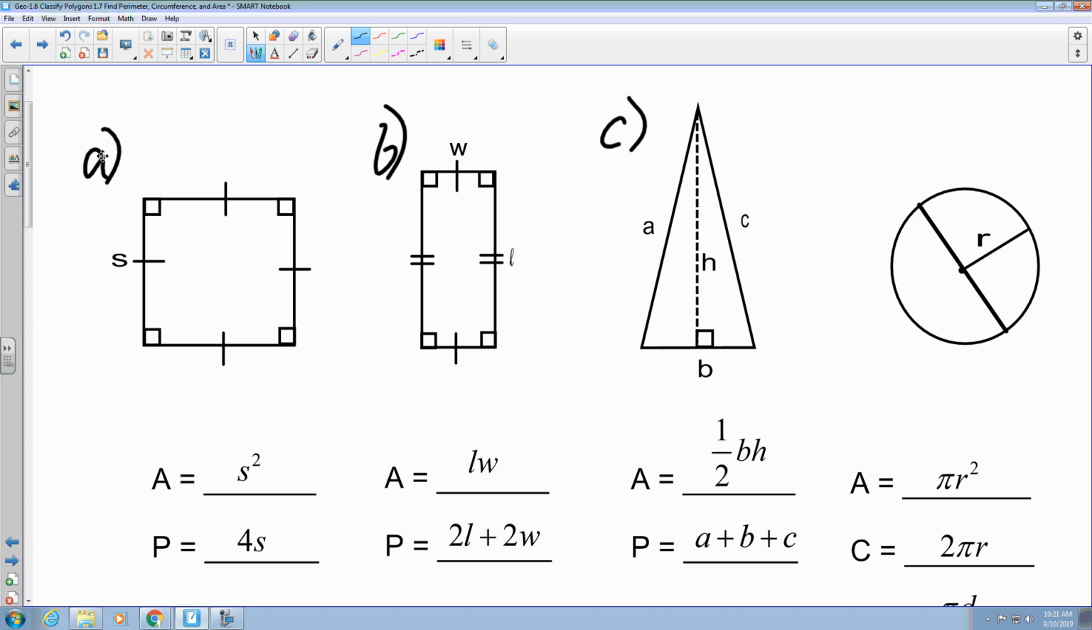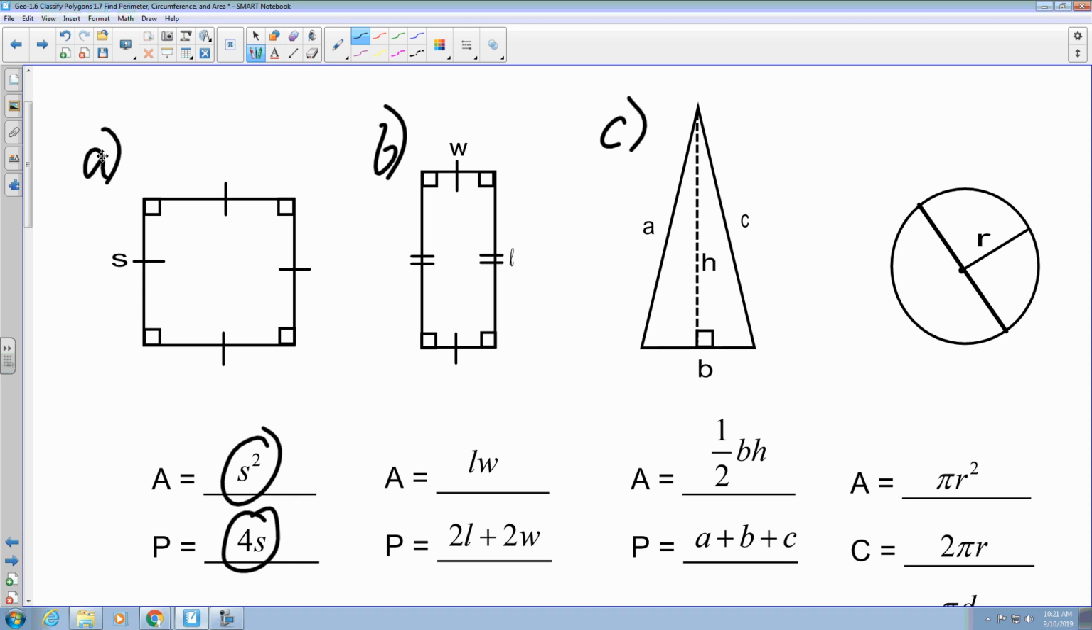The first one has four congruent sides and four right angles. That's a square. Anytime you have a square, we're dealing with an area of whatever the side is, and we're just going to square it. And then since all four sides are equal, it's a four-sided figure. You're just going to take 4 and multiply whatever the side measurement is to get the perimeter.